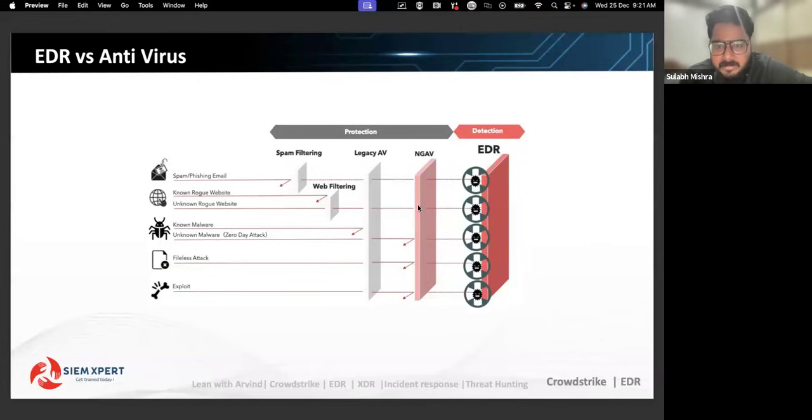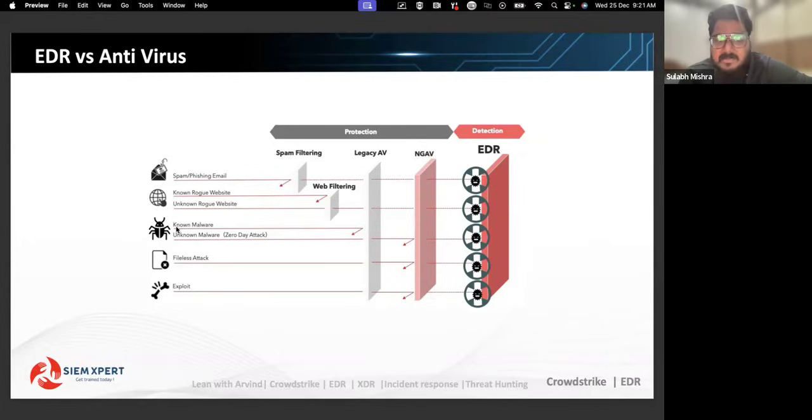from next gen antivirus, and you'll also get the protection from the next gen antivirus. The same thing you will get from the EDR as well. But when it comes to the unknown rogue website, if it is a new rogue website which is actually trying to inject the malware into your machine, then next gen antivirus will not be able to detect it. But EDRs will be able to detect and then protect you from there.